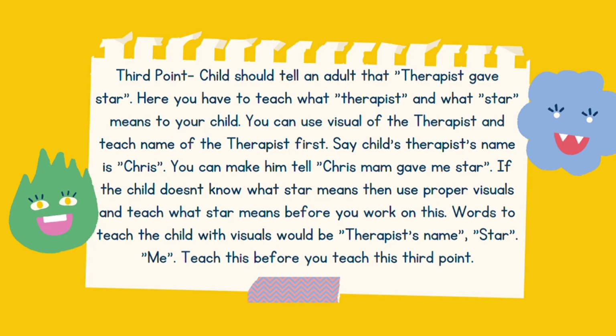Third point. Child should tell an adult that the therapist gave a star. Here you have to teach what therapist and what star means to your child. You can use a visual of the therapist and teach the name of the therapist first. Say the child's therapist name is Chris. You can make him say, Chris ma'am gave me star. If the child doesn't know what star means, then use proper visuals and teach what star means before you work on this. Words to teach the child with visuals would be therapist name, star, me. Teach this before you teach this third point.